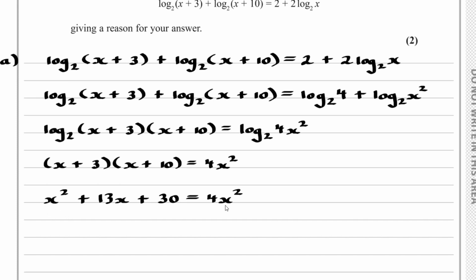And if I rearrange this equation, well, we have 4x squared subtract x squared, that's 3x squared, and then we have the 0x subtract the 13x, which will give negative 13x, and then we will have 0 subtract 30, which is negative 30, and this is equal to 0. And this is the result we wanted to show. 3x squared subtract 13x subtract 30 equals 0.